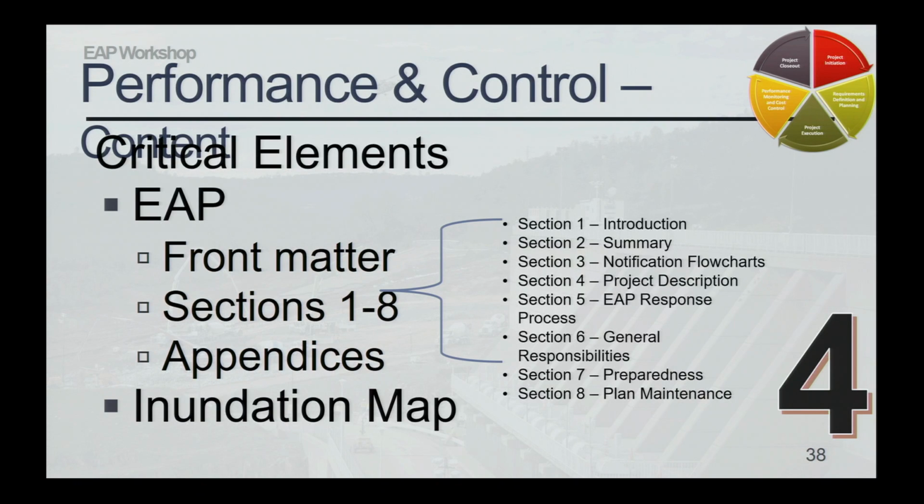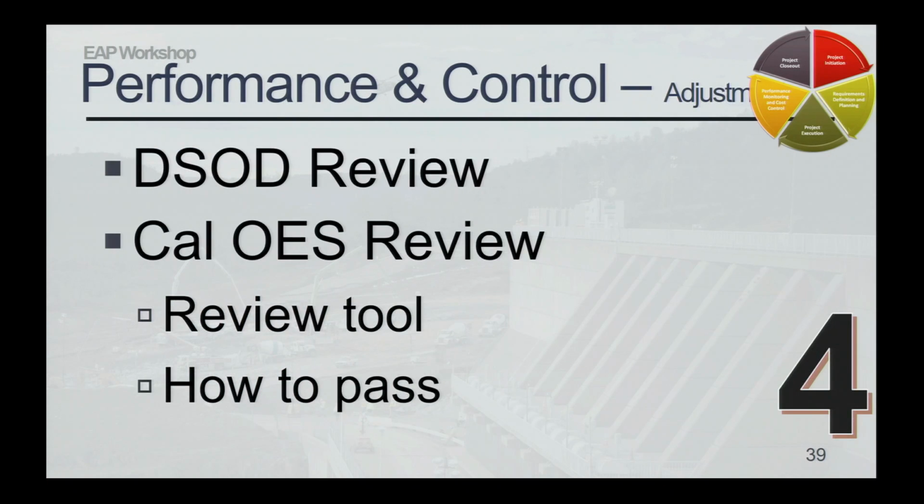These 2 components of your emergency action plan, the EAP and the inundation map, will be reviewed by their respective agencies. So DSOD will review your inundation map, but we do not recommend waiting until that map is approved before beginning the EAP process. So again, the inundation map can happen at the same time as outreach and the same time as your editing and research and writing of your EAP. Once your inundation map is complete and your EAP is complete, you'll submit that completed package to the Governor's Office of Emergency Services for review and approval.